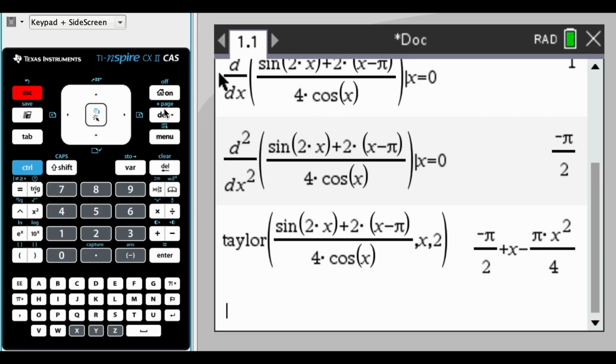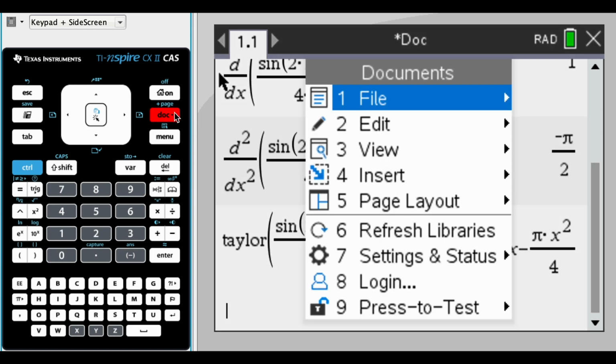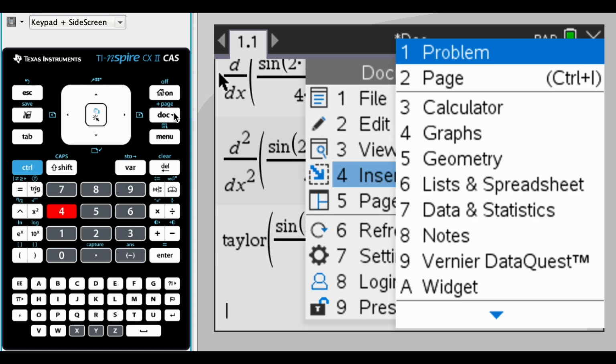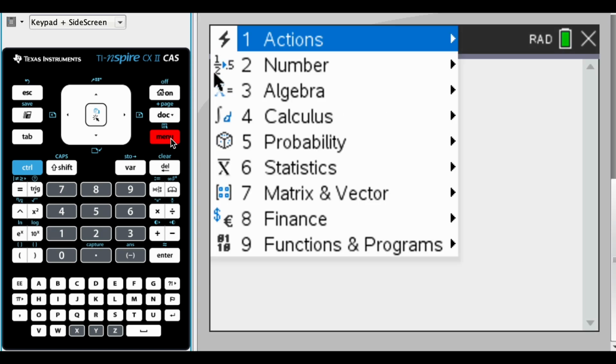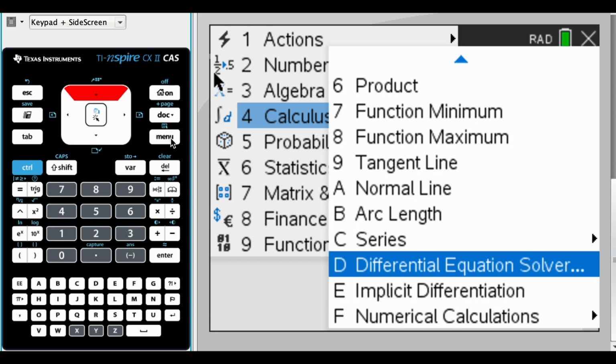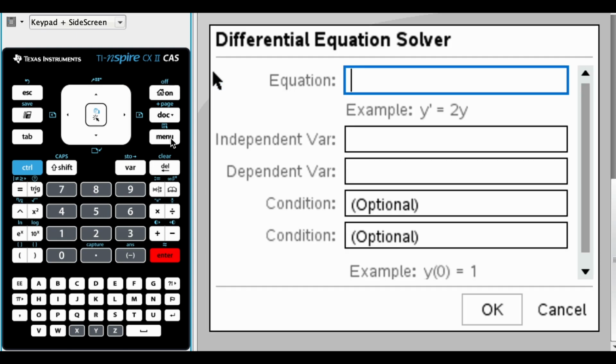Okay, I also want to show you how to use your calculator to solve this differential equation in part B, but I already did it in part A, so I will go a little quicker. I'm going to put in a new problem, that's doc 4.1, and calculator, and we're going to do menu, down to calculus, up to differential equation solver, and our differential equation is y prime minus y times tan of x equals cosine of x.